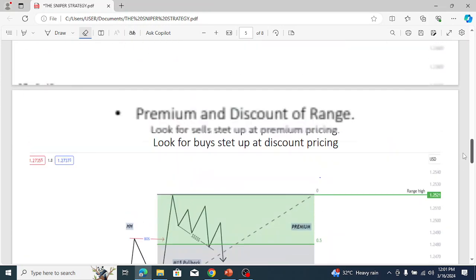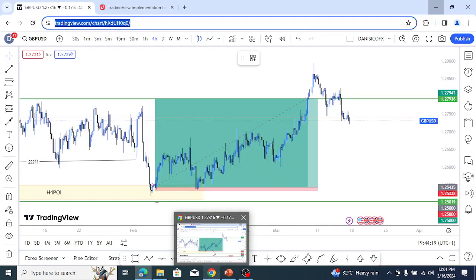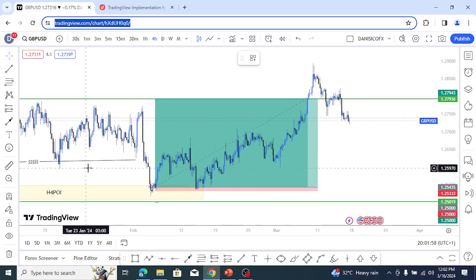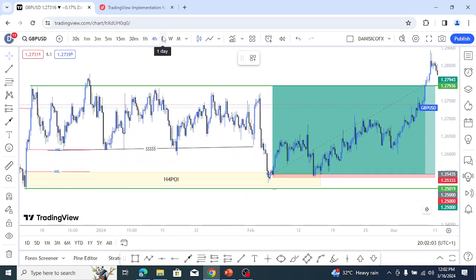So let's quickly go into the chart and look at how we can use this to have a good entry on our charts. Okay, so this is our chart right now, and this is the 4-hour time frame.